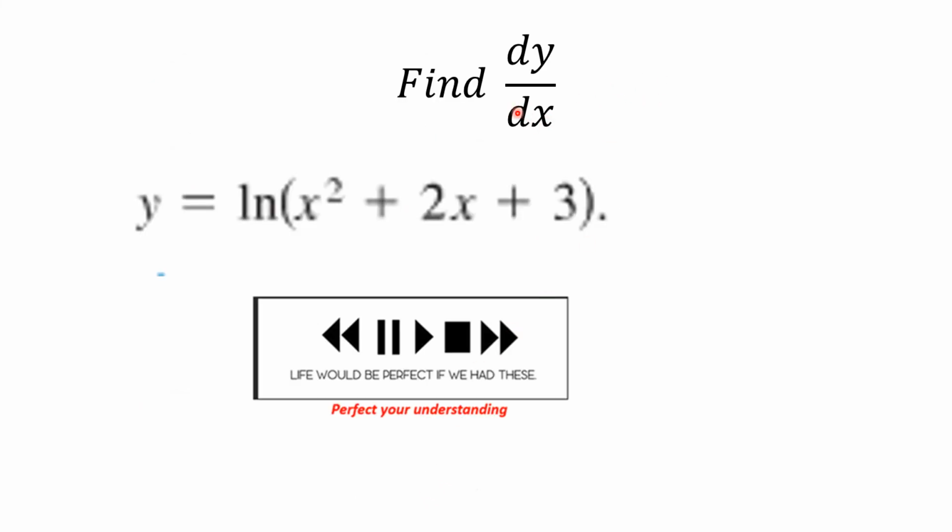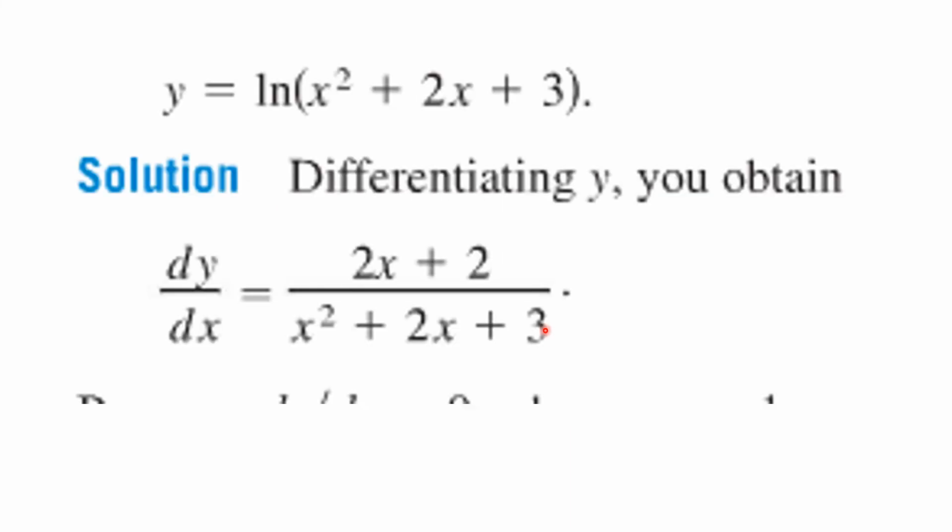Here's a problem for you to do. You know what to do. Let's see how you did. If you took the derivative, it's going to be 1 over the stuff that's inside times the derivative of the stuff that's inside, and that's going to be 2x plus 2.